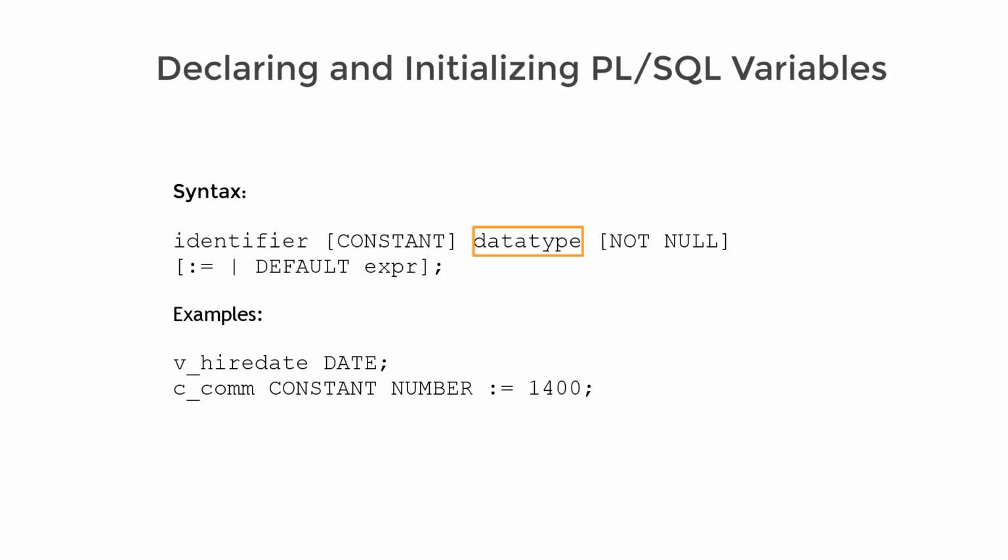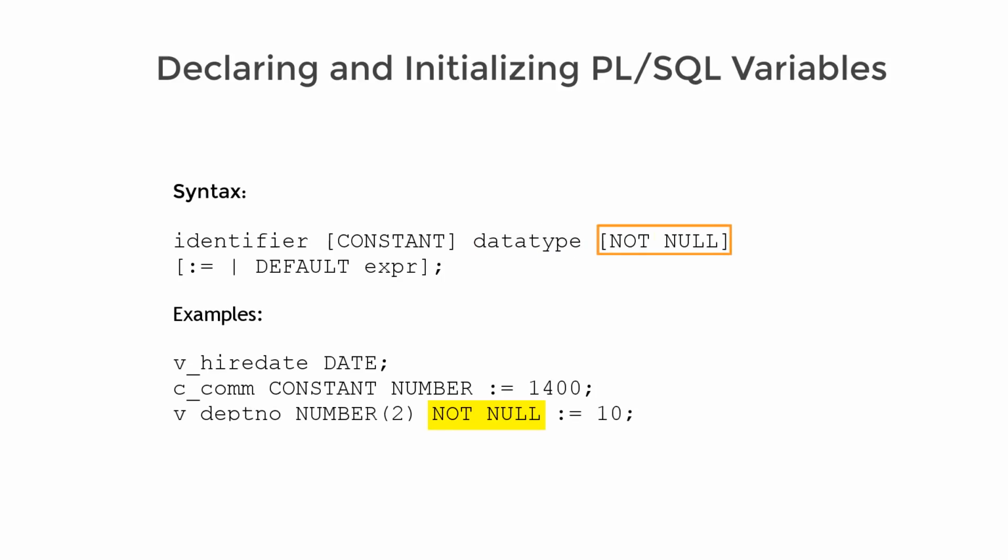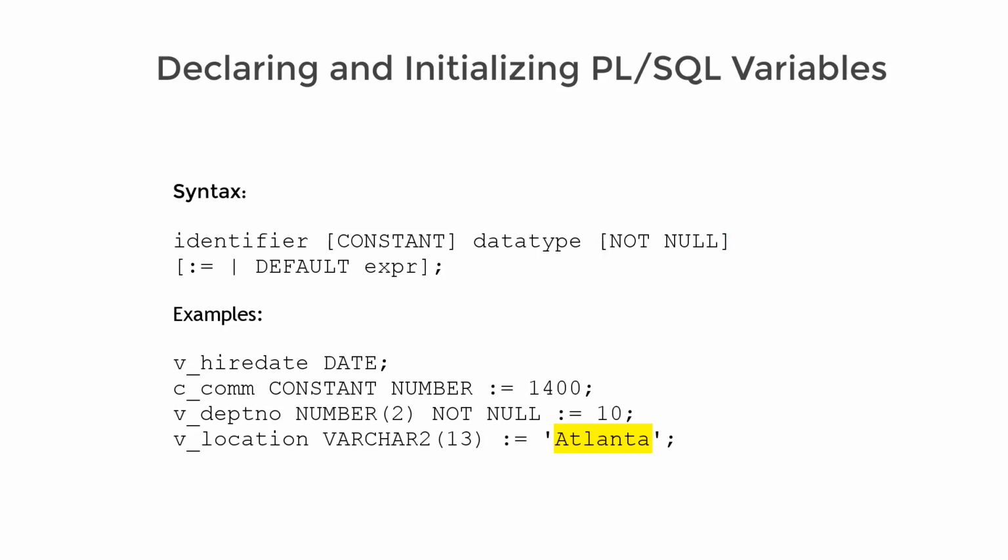Optionally, you can constrain the variable as not null by using the keyword next to the data type. You can also optionally assign a value to the variable by using the assignment operator. You must assign a value if you use the not null constraint. The assigned value can be a constant or any PL/SQL expression that can be a literal expression, another variable, or an expression involving operators and functions. You can see some examples of valid variable declarations on the screen.